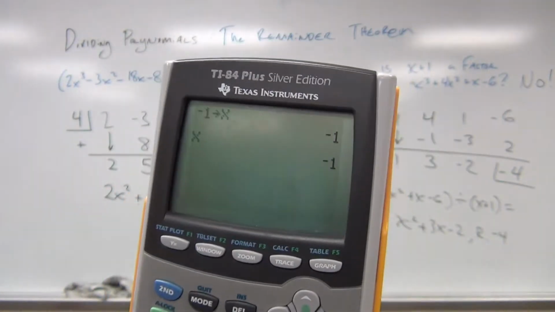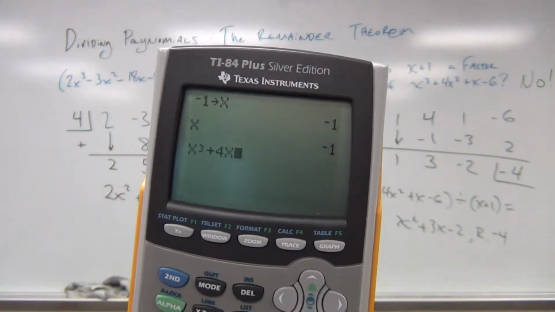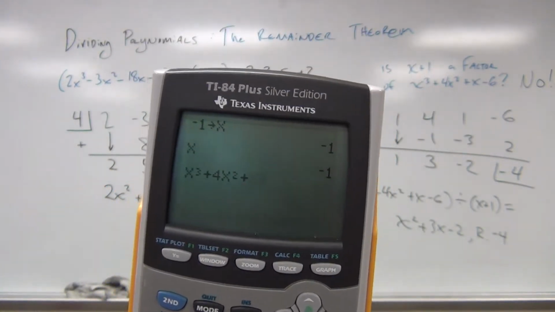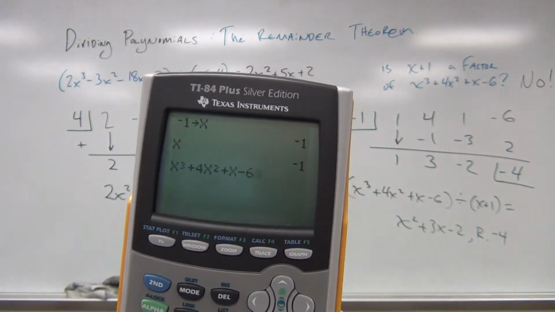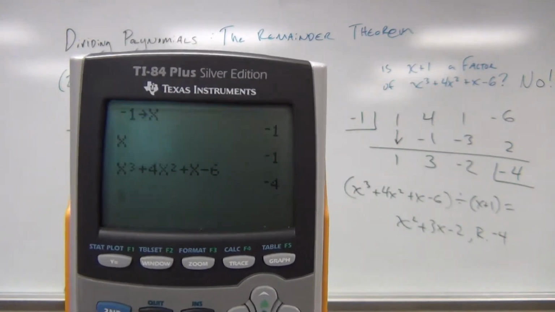So you can go ahead and type x to the third plus 4x squared plus x minus 6, and your output will be -4. All right? Handy dandy. It's good stuff.